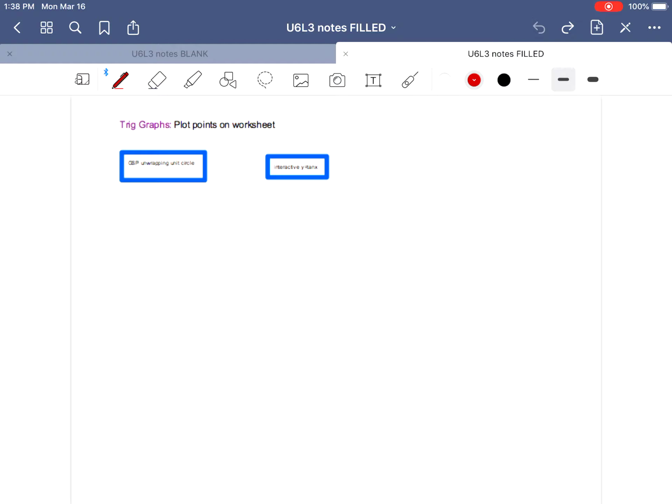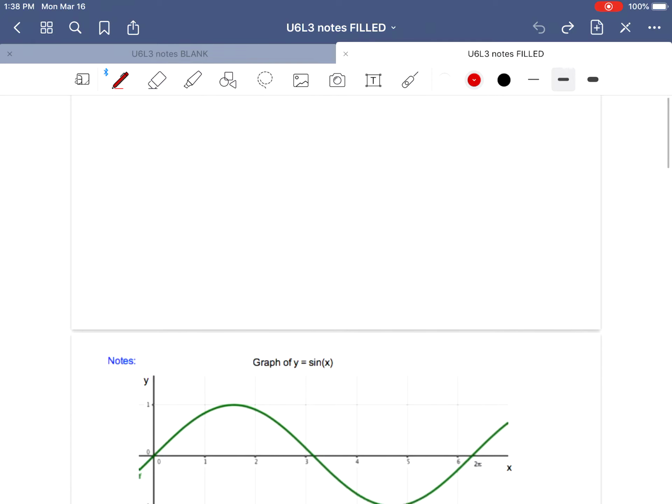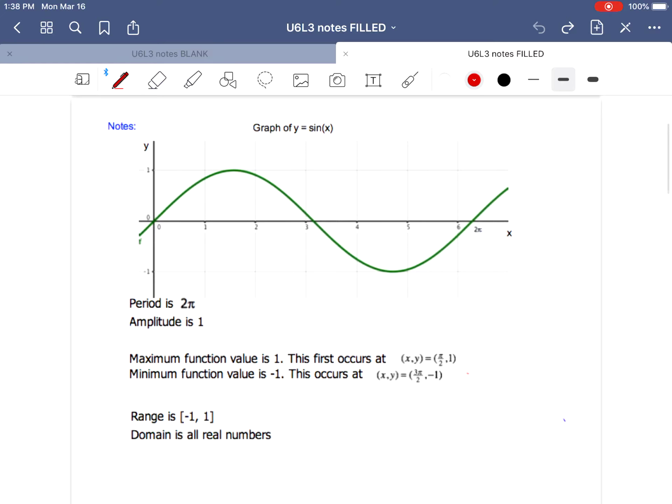All right, let's get into the notes here. So this first page, nothing really important here. I'm just going to skip that.